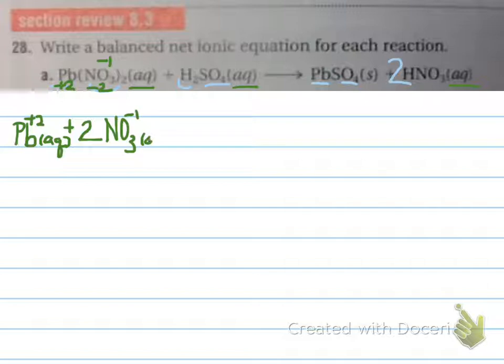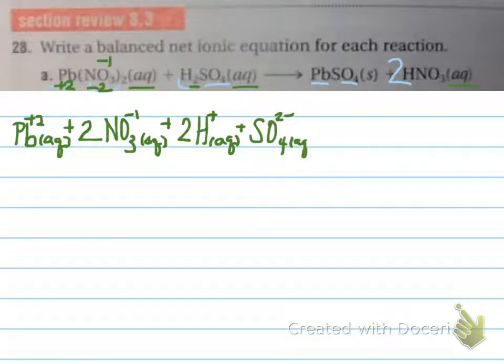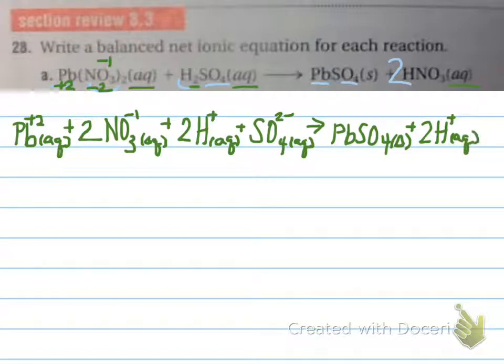-1 aqueous plus 2H+, and again the 2 comes from the fact that there is a subscript of hydrogen, plus SO4 -2 aqueous yields, and again the lead sulfate stays the way it is because it's a solid, plus 2H+ aqueous plus 2NO3 -1 aqueous. So that's my complete ionic equation.